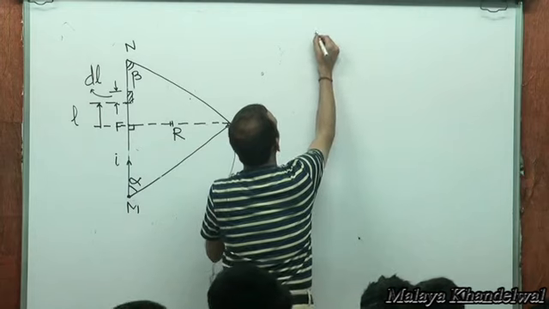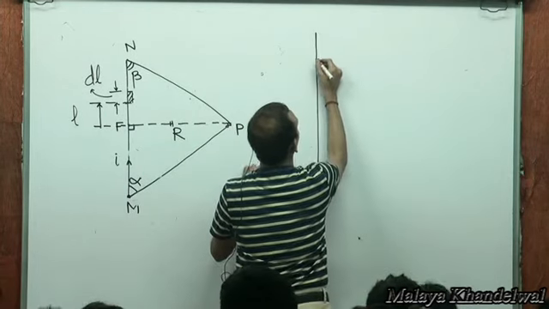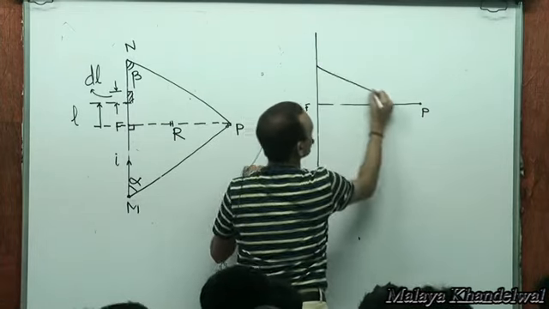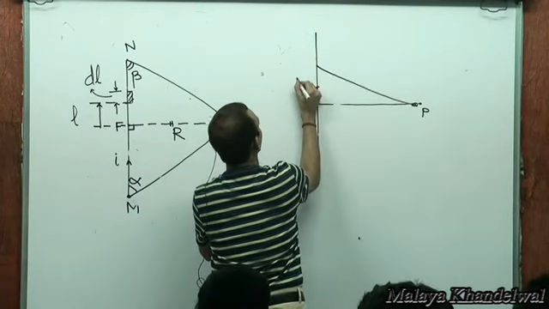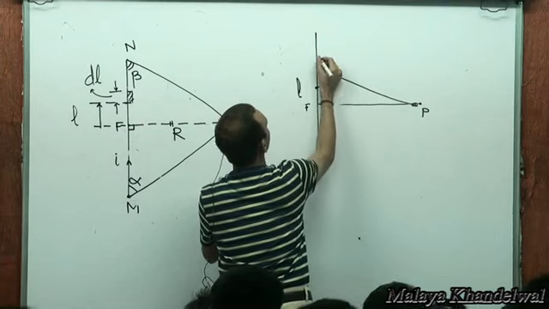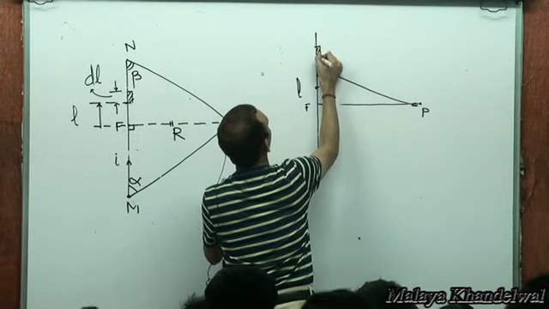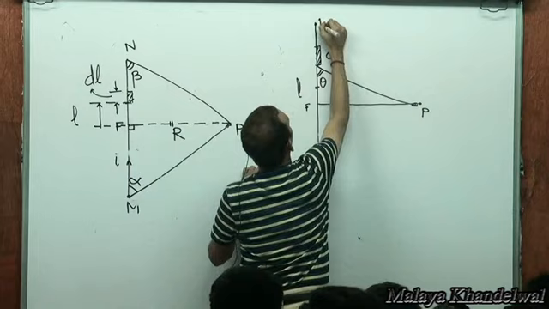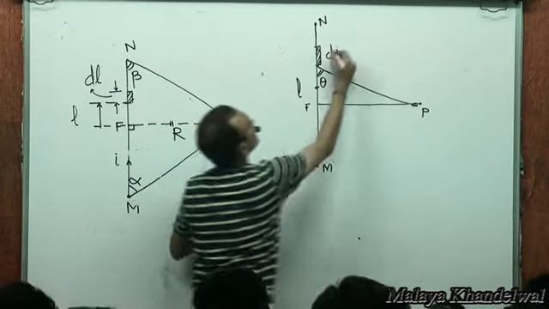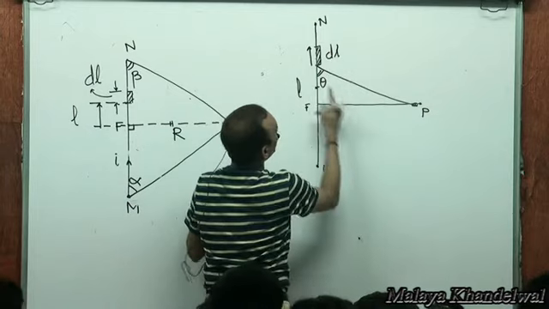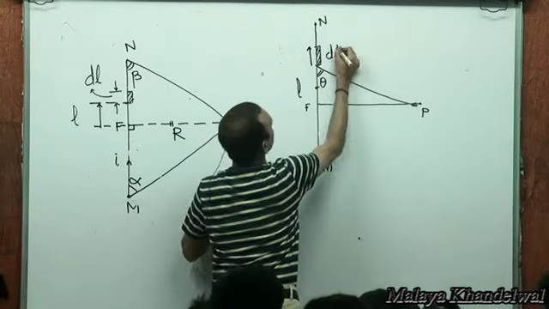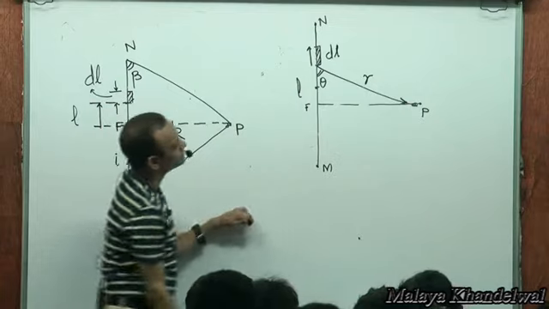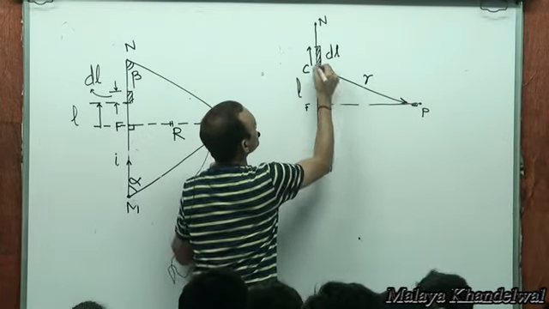So then say at this point P, this is my L, and say this is my theta, this is the dl, the direction of dl is like this, and the position vector of P with respect to this dl would be this, and would have magnitude R. Yes or no? Right? See, this point is C.